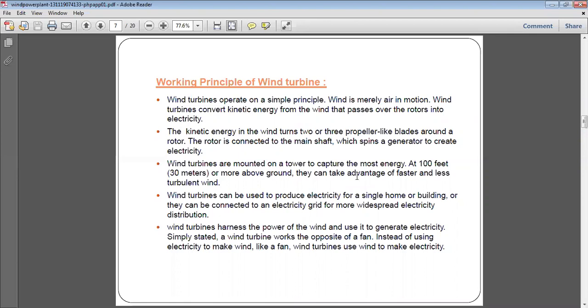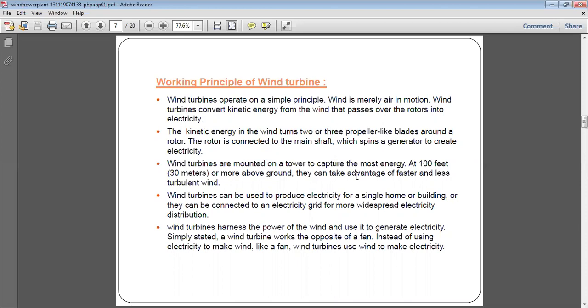So what is happening? The rotors are connected to the main shaft, and the main shaft is connected to the generator. As the rotor moves, the main shaft moves, and as the main shaft moves, the generator rotates. When the generator is moving, it is generating electricity.